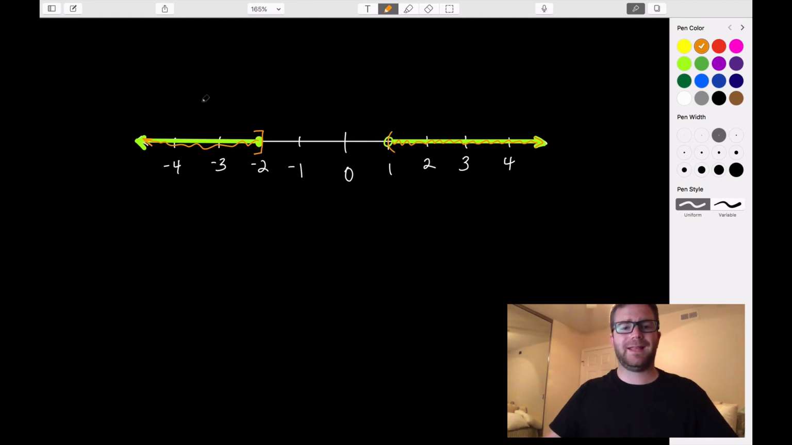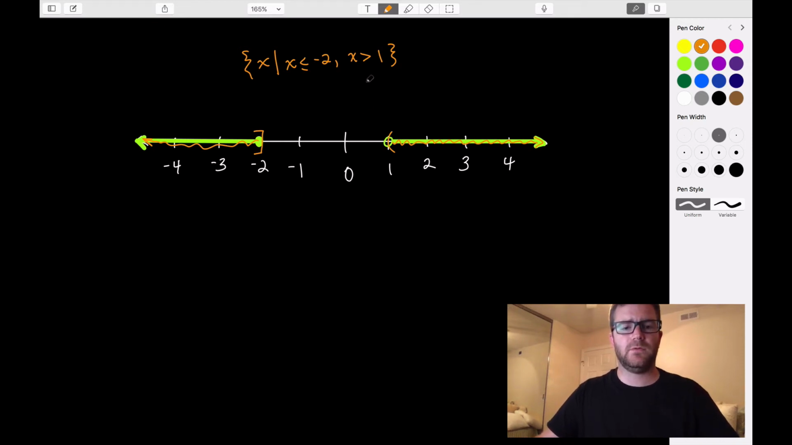Now, when you're writing this, we can say in set notation, it's the set of all x such that this inequality would just be x is less than or equal to -2. And then this inequality would be, so it's this, or x is greater than 1. So this is our set notation for this.